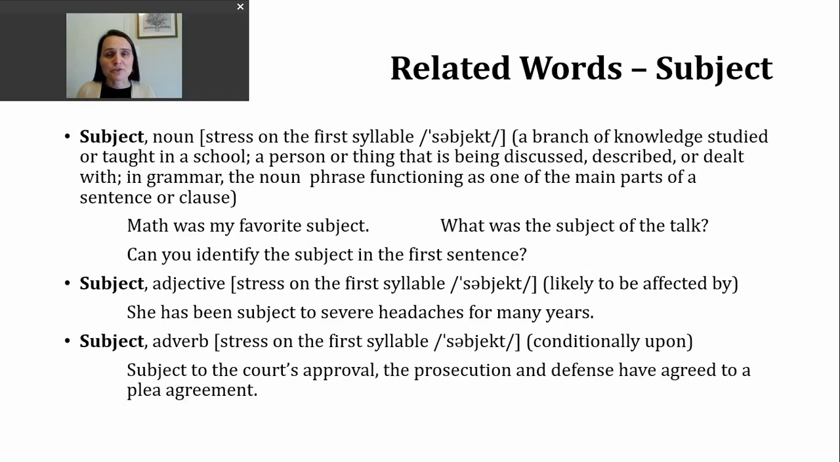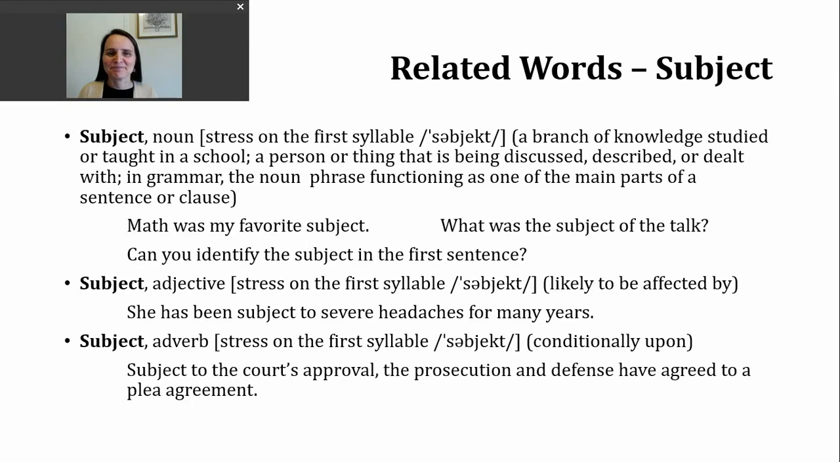The noun subject can have a number of different meanings. We're going to look at 3 of them today. The first and probably most common way you'll hear it used is to refer to a branch of knowledge that is either studied or taught in school. This just doesn't have to be for younger grades. This extends into colleges and universities as well. So an example of this usage would be, math was my favorite subject.